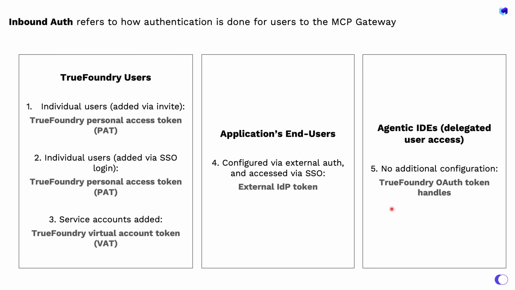The fifth bucket is agentic IDEs, where users are trying to access MCP servers through IDEs, where agentic IDEs are directly establishing that connection. What happens here is TrueFoundry OAuth gets triggered, where TrueFoundry figures out what user is trying to access that MCP server's resources and whether they have access control to access that. So a TrueFoundry OAuth token is issued, and that handles this entire process.